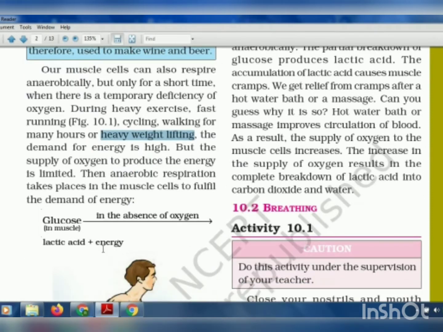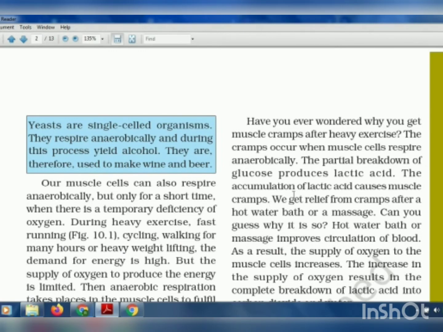So when our muscles do anaerobic respiration, meaning converting the glucose into energy without oxygen, what is produced? Lactic acid is produced. And because of the production of lactic acid in the muscles, our muscles start to pain, cramps occur, and our veins get stretched. All these things happen because of the production of lactic acid.